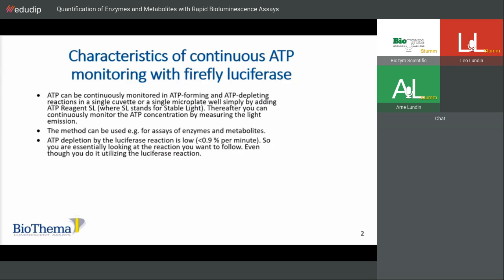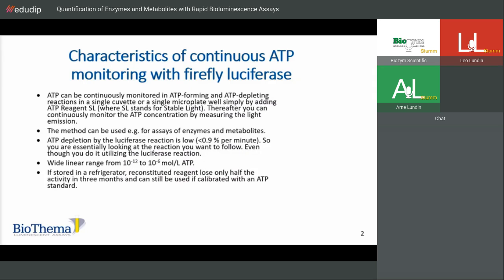ATP depletion by the luciferase reaction is low, less than 0.9% per minute, so you are essentially looking at the reaction you want to follow, even though you do it utilizing the luciferase reaction. There is a wide linear range from 10 to the minus 12 to 10 to the minus 6 moles of ATP per liter. If stored in a refrigerator, reconstituted reagent loses only half the activity in 3 months and can still be used if calibrated with an ATP standard.